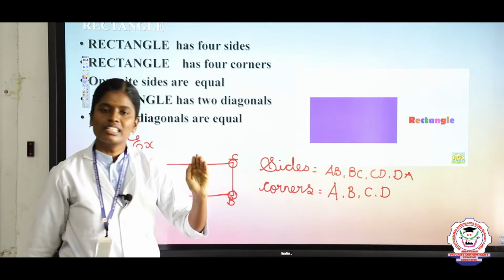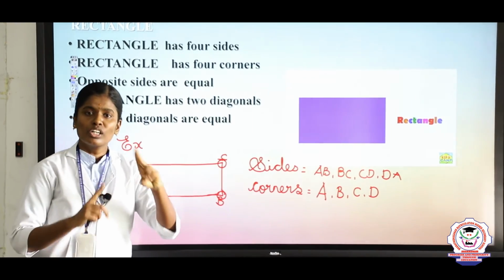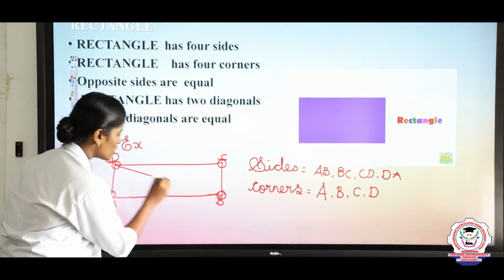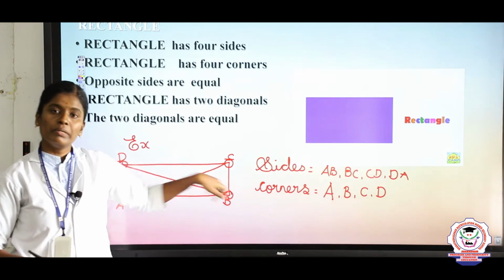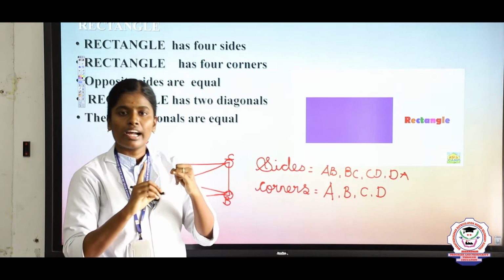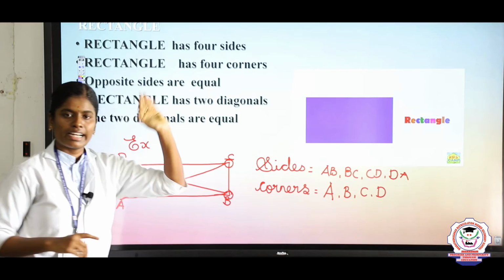The next one is diagonals. Here the rectangle has two diagonals. How many diagonals? Two diagonals. The two diagonals are AC and BD. So these are the properties of a rectangle.